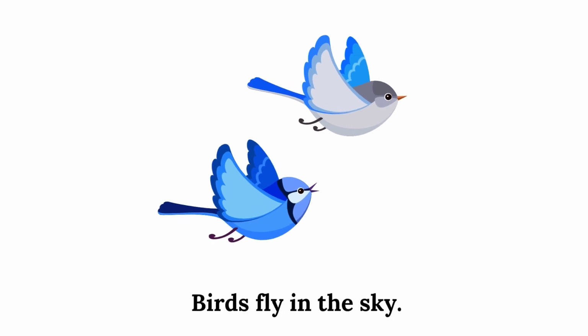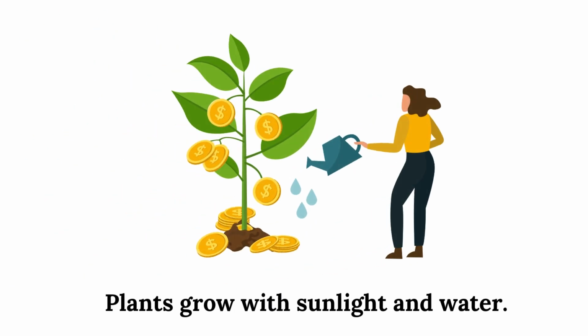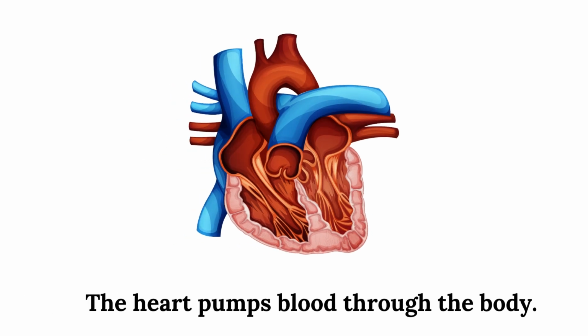Birds fly in the sky. Fish live in water. Plants grow with sunlight and water. A year has 12 months. The heart pumps blood through the body.